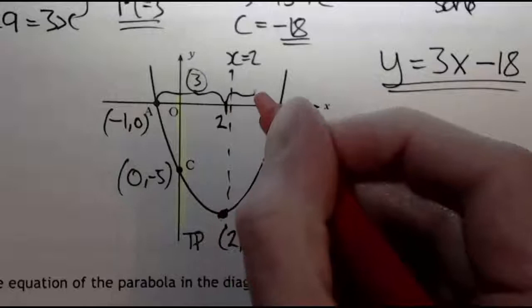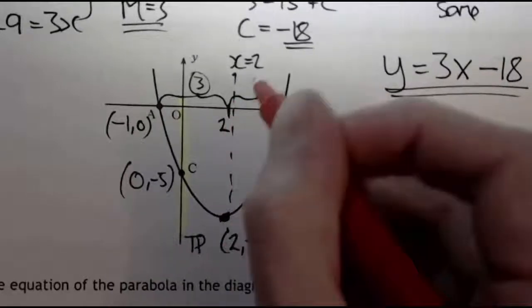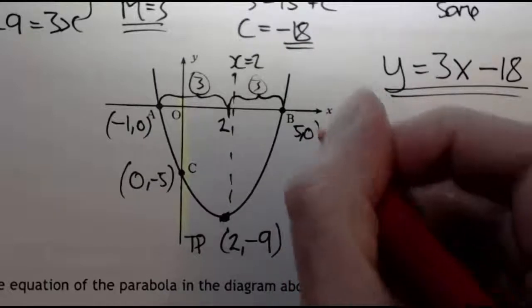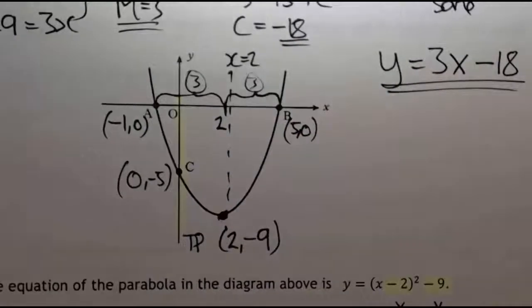So therefore we have to do that similar. So we have to go 3 there. So we'll now work out that it's 5, 0. Okay, so b is at 5, 0.